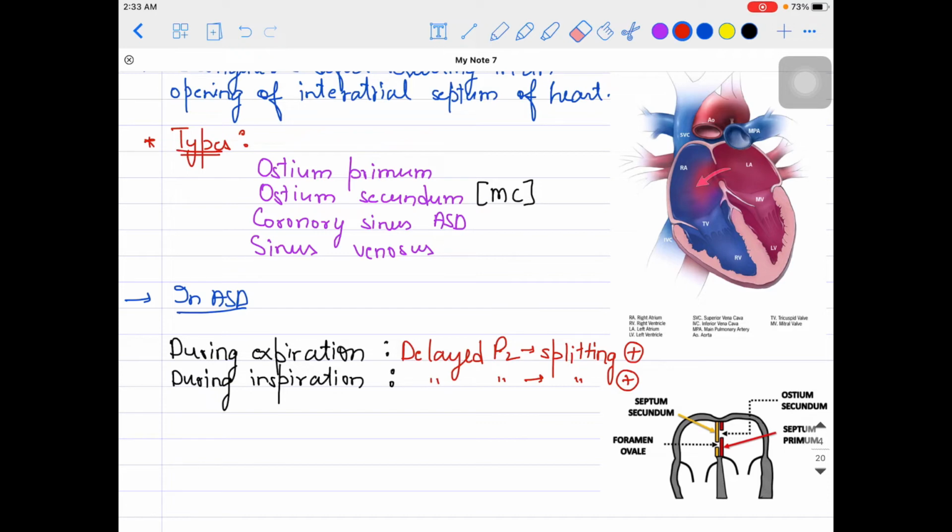Once we are clear with this, one more thing over here. When the blood is actually flowing from the left atrium towards the right atrium, there is not as such a murmur present, right? The murmur you will not be hearing when the blood is flowing from the left atrium to the right atrium.